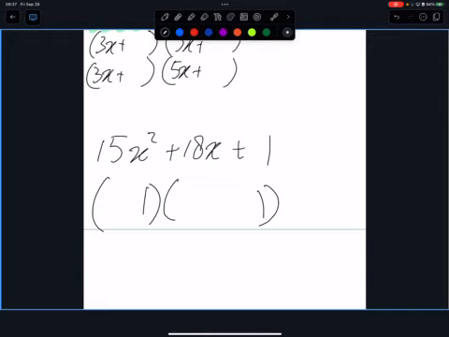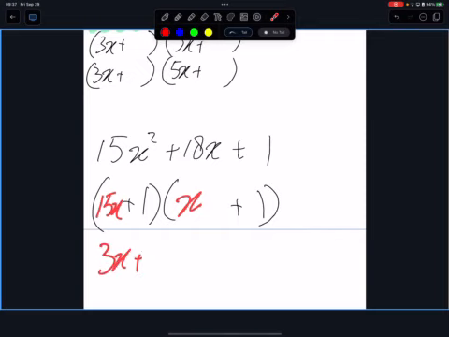See the 1? How many combinations is a 1? No, because you have the 1 up front. 15. It can be 15 and 1. It can be 5 and 3 as well. 15 and 1 and 5 and 3. You have 15 and 1, and you have 3x and 5.